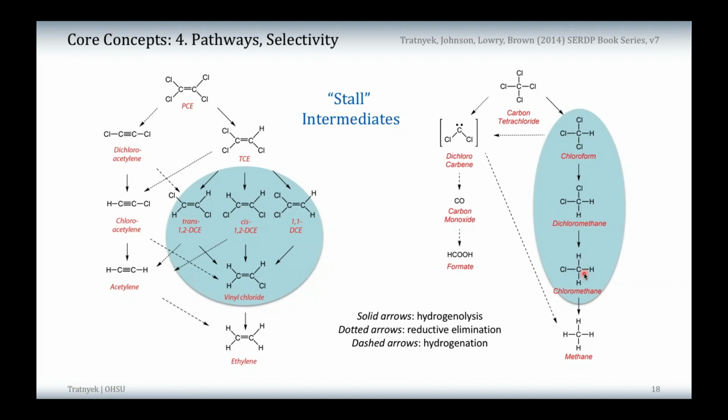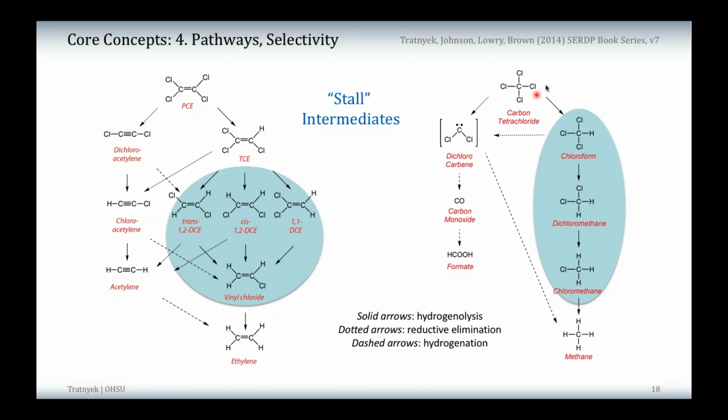Okay, so now changing to the pathway selectivity core concept. I've already briefly alluded to this concept of stall intermediates. You should all be familiar with this. With, for example, TCE, if you do hydrogenolysis on TCE represented by the solid arrows, you can get DCE or vinyl chloride, and they tend to be pretty recalcitrant to further reduction, and so you end up accumulating them in situ conditions where biodegradation dominates. Usually this has historically been a big problem.